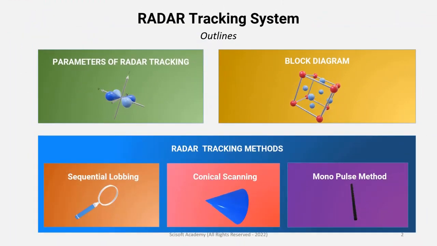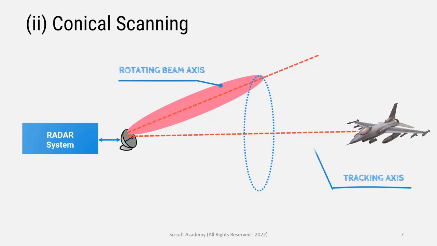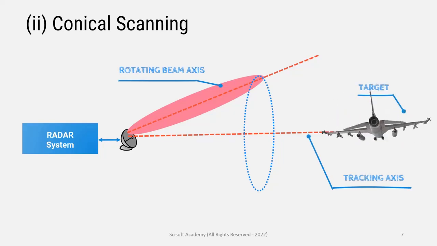Now let's go ahead with the conical scanning. When we talk about conical scanning, basically here we'll be having only one beam which is going to rotate continuously. Based on the rotation of the beam, the tracking axis is going to be formed, and the target object is going to be detected based on the rotation of the beam. I hope this is clear for you about conical scanning.